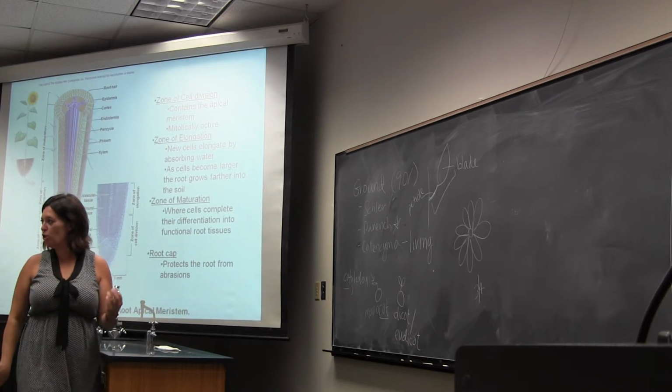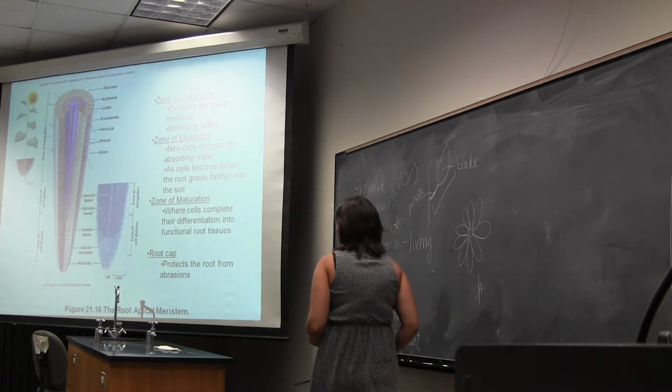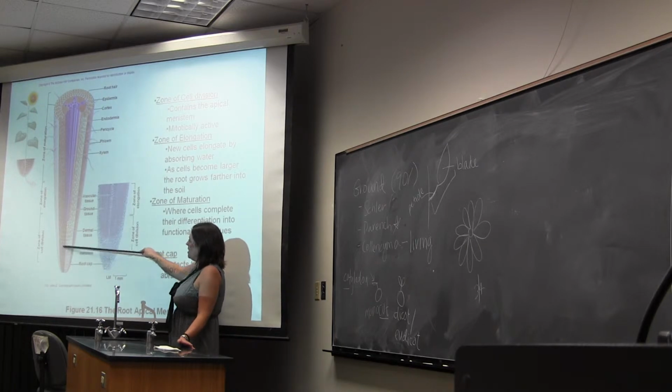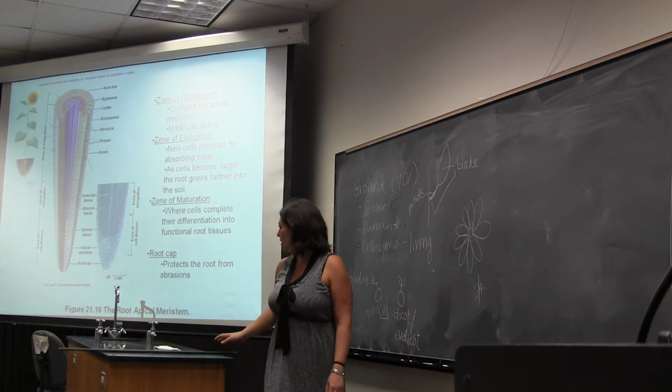Questions? All right, make sure you know what each of the three different zones of the root are. And so for the zone of cell division, again, also make sure that you remember the root cap is down here, and then the apical meristem is going to be where these cells are actively dividing.